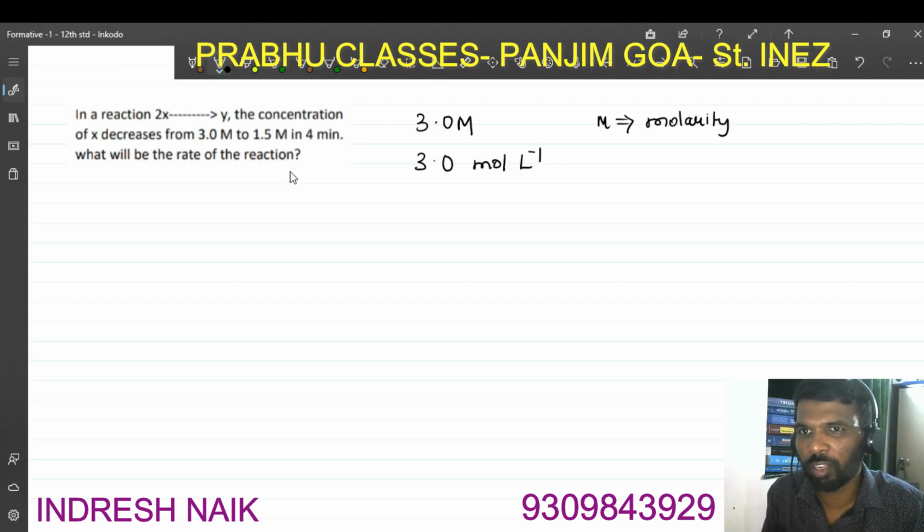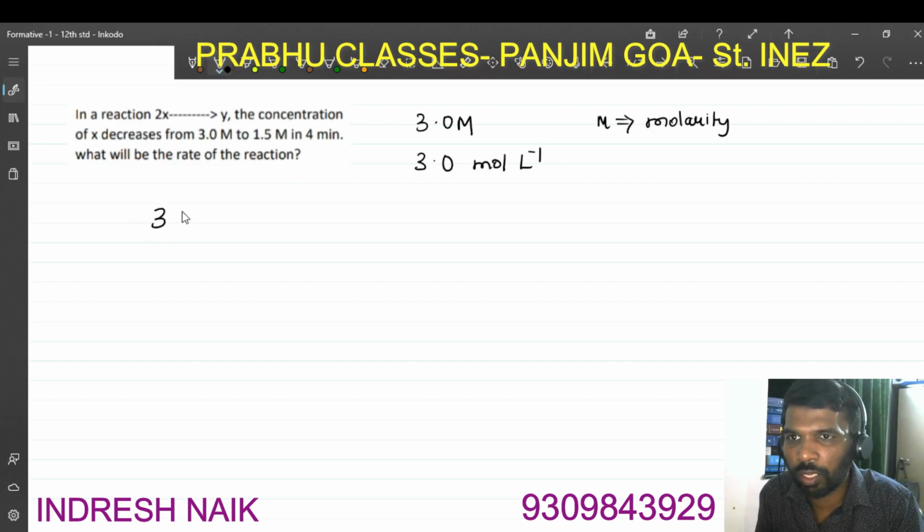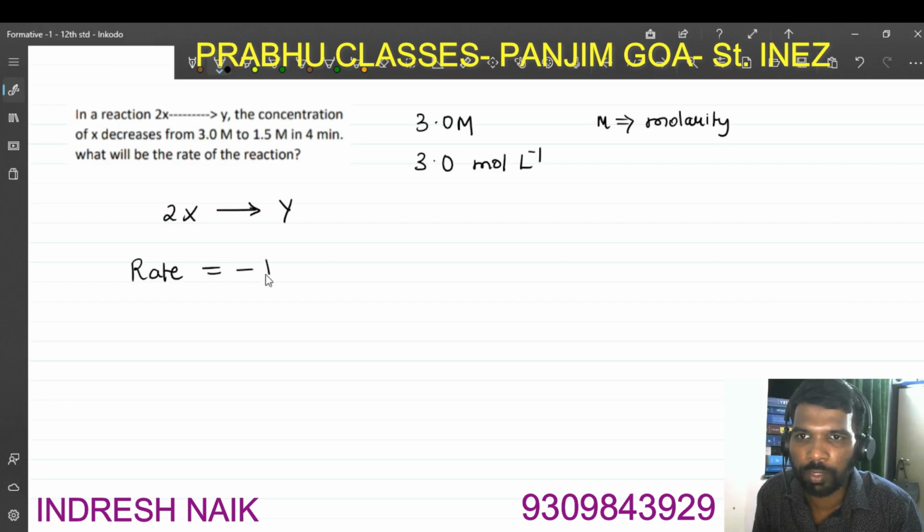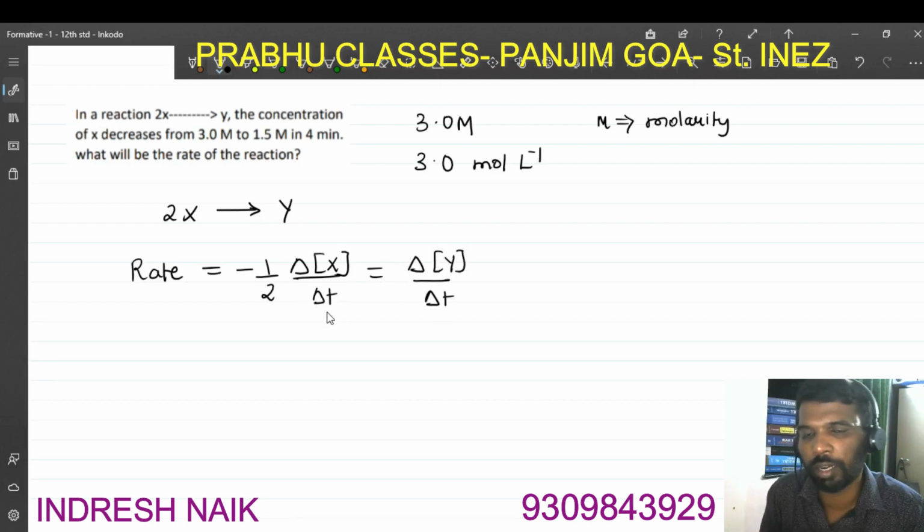So what will be the rate of the reaction? The reaction is, sorry, not 3x, it is 2x changing to y, right? So how will you write the rate of the reaction? Rate expression, average rate: rate is equal to minus 1 by 2 change in concentration of x by delta t, which is equal to change in concentration of y upon delta t. Delta t is the time difference.